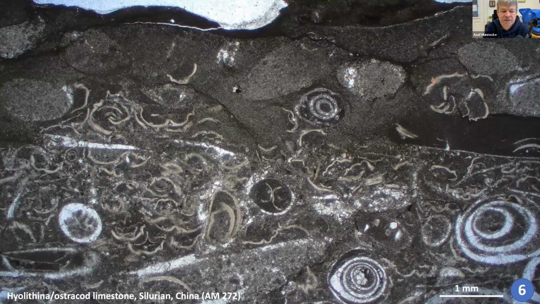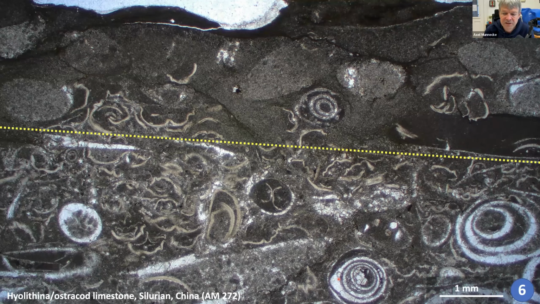Example number 6. This is Hyolitina. It's an enigmatic fossil, probably a mollusk-type fossil, aragonitic. This is not one specimen, but probably several. They have a shape like an ice cone, and what we see here is the stacking of these ice cones. It's called telescoping. The boundary between limestone and marl is basically here.